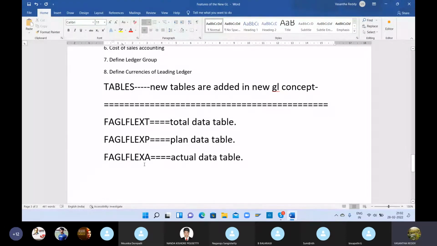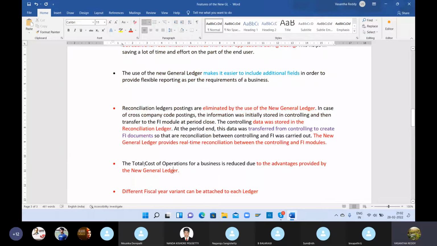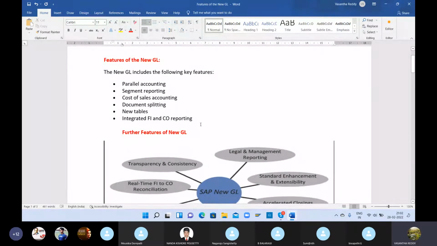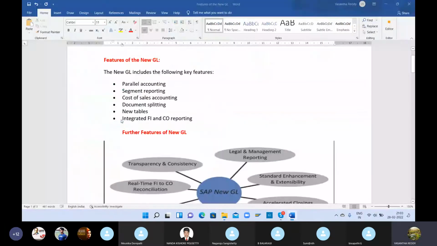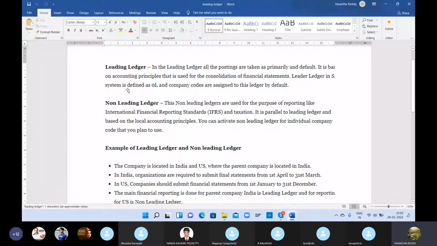In this new GL concept, moreover, three main features are important in the real-time process: parallel accounting, leading ledger and non-leading ledgers. So this is the leading ledger and non-leading ledger. In the leading ledger, all the postings are taken as primary and default. This is the parent ledger of the new GL account. This is the main head office of every general ledger account.